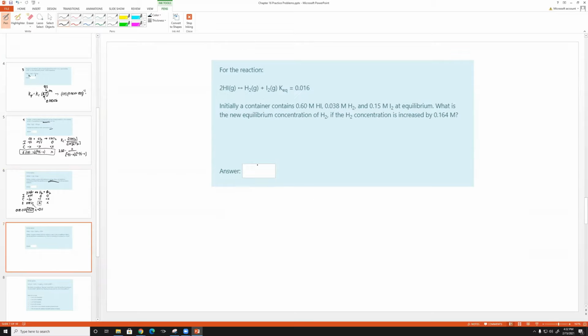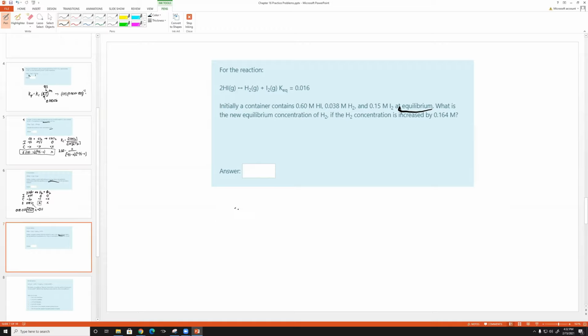Now for this one, we have another ice table problem. So initially, a container contains all this stuff at equilibrium. The key is at equilibrium. So we're already at equilibrium. What is the new equilibrium concentration of H2 if the concentration of H2 is increased by 0.164?